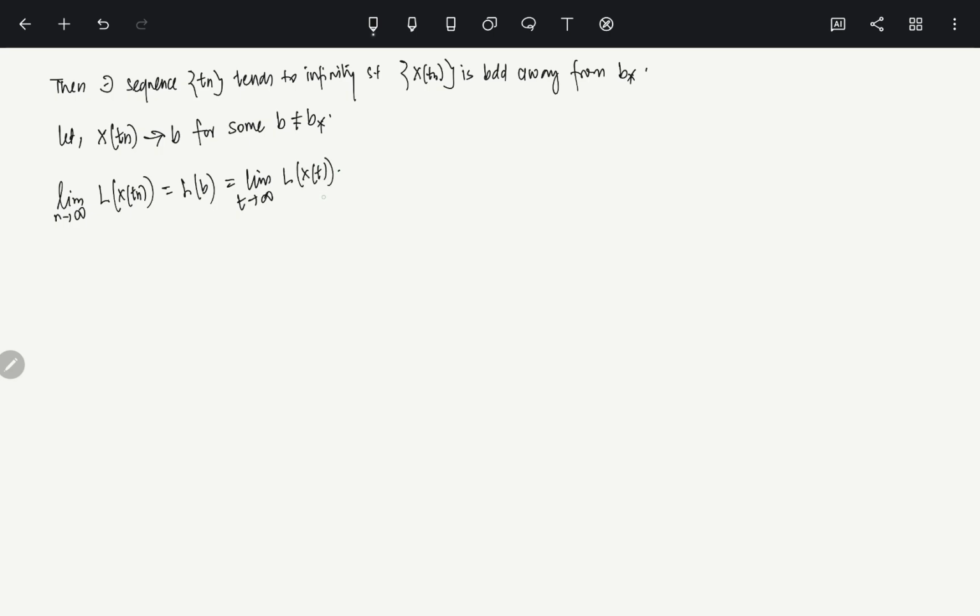This is definitely true because x of t is a decreasing function, right? Sorry, L of x of t, so basically L is a decreasing function. Is it okay?